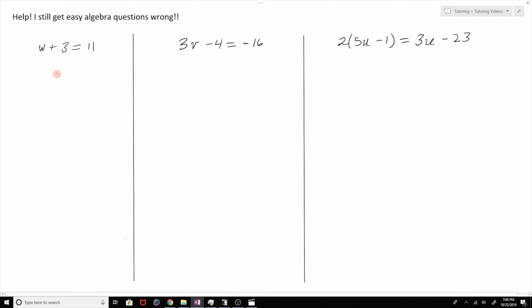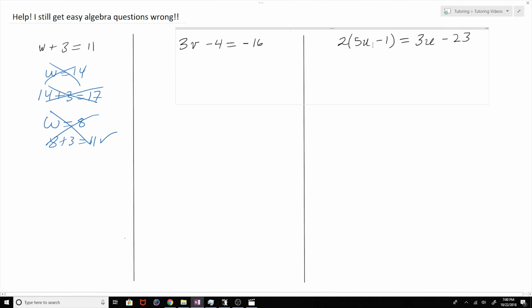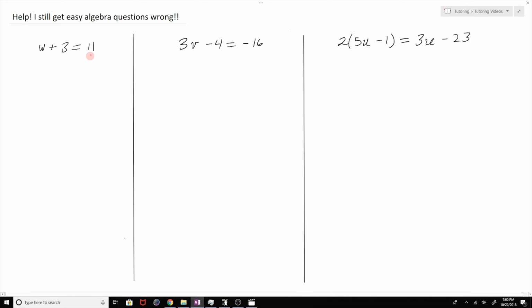Here's what I get from a lot of students. I get, well, obviously W equals 14 because 14 plus 3 equals 17, and that's false, right? So that's not it. So W equals 8 because 8 plus 3 equals 11, and that's correct. That's not an algebraic solution to the question. And it's not going to help you here much, and it's definitely not going to help you here because good luck with guessing this answer. So the key to this question is you have to know what to do next and why.